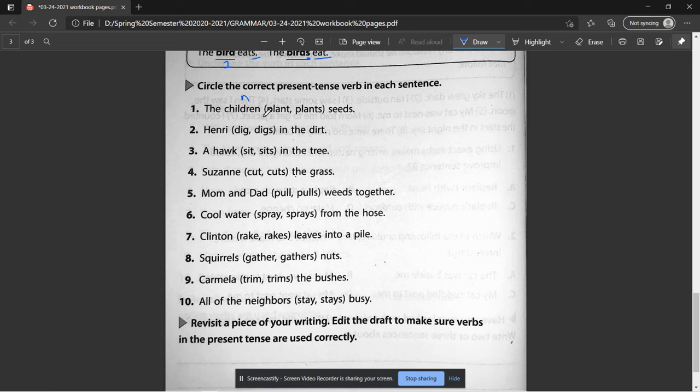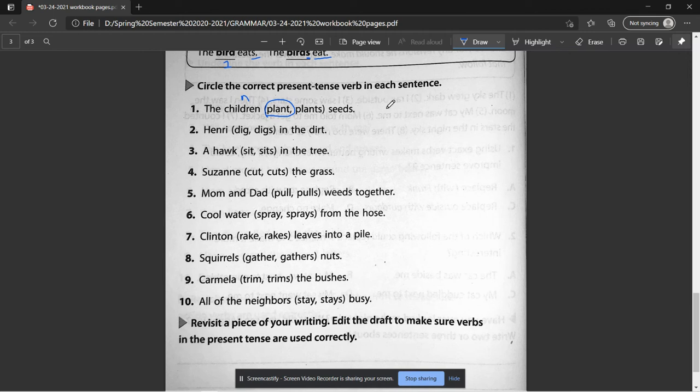Children is going to be plural. I'm talking about more than one kid. I'm talking about multiple kids, children, in plural. So if this is more than one, then my verb needs to be singular. Plant. The children plant seeds. This is the word I would circle.